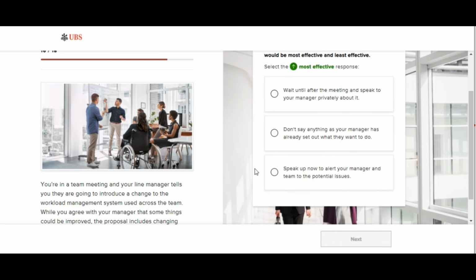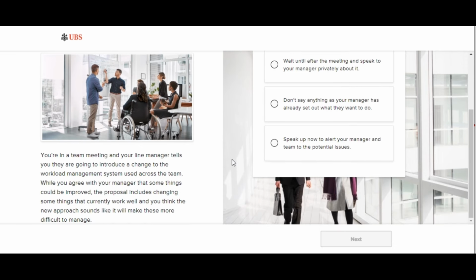You are in a team meeting and your line manager tells you they are going to introduce a change to the workload management system. Wait until after the meeting and speak to your manager privately. While you agree with your manager that some things could be improved, the proposal includes changing some things that currently work well and you think that the new approach sounds like it will make these more difficult. Speak up to alert your manager and team to the potential issues. Don't say anything as your manager has already set it out.